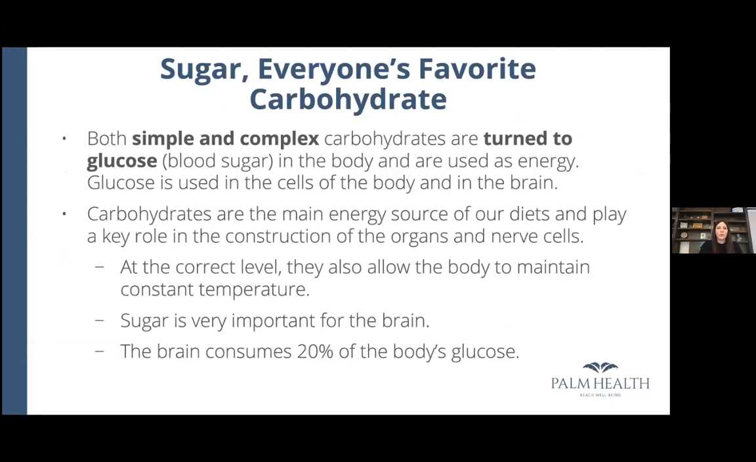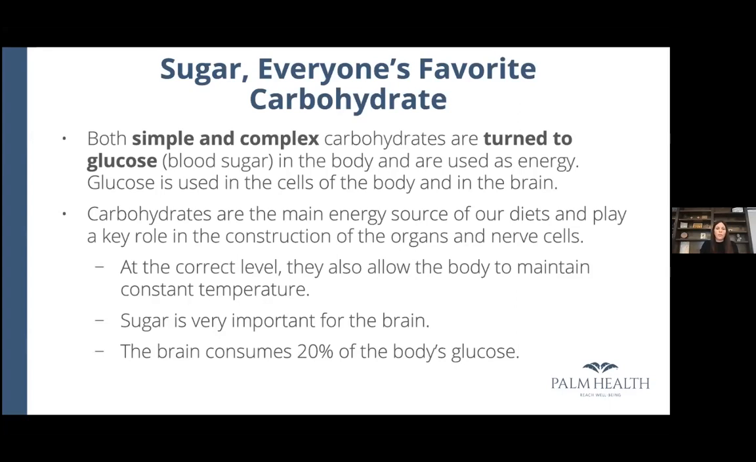But both simple and complex carbs are turned into glucose in the body, and they're used as our main energy source. They're used by the brain. What's really important about these carbohydrates is that they also regulate our temperature, and so they help the body maintain a constant temperature. So what we know about carbohydrates is they are essential parts of our diet, and they're essential to the healthy functioning of all of our cells and all of our organs.